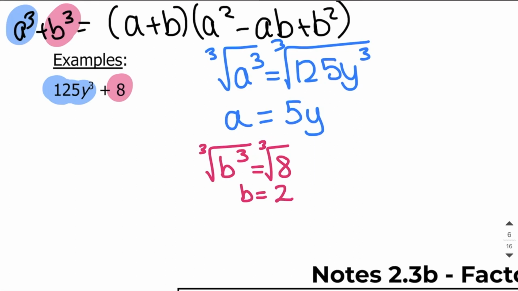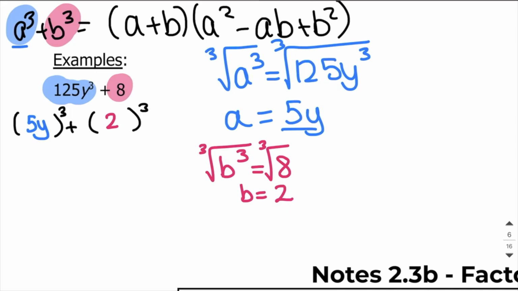So what I'm going to do here is I'm going to rewrite this as a cubed plus b cubed. So here I know that my a is going to be 5y. So this is 5y cubed. Isn't that the same thing as 125y to the power of 3? It sure is. So now here I'm also going to do the same thing with the 8. I'm going to do 2 to the power of 3, and that's what gives me 8 right here. So I know my a and my b.